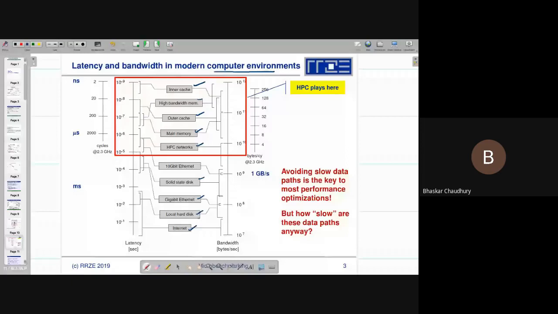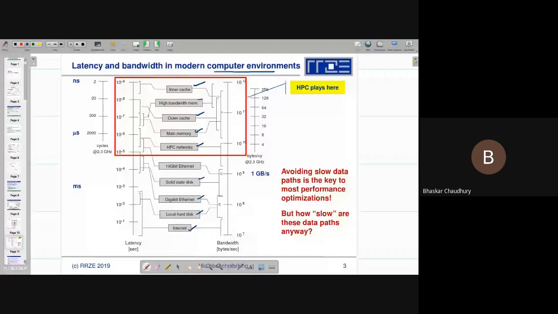So on this side you can see the units are in nanoseconds, microseconds, and milliseconds. So that is in seconds actually. When your data is in the inner cache, then it's very fast. The latency is only 10 to the power minus 9 seconds. Latency is the minimum amount of time you have to spend to give this data to the ALUs, the logical units or the execution units.